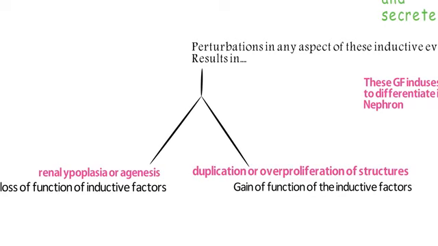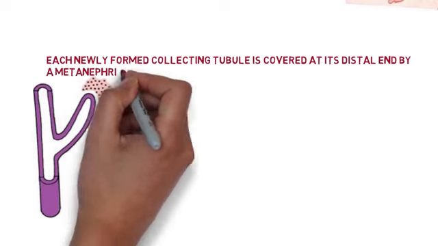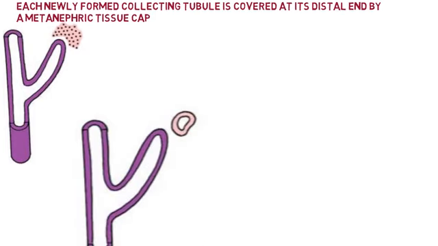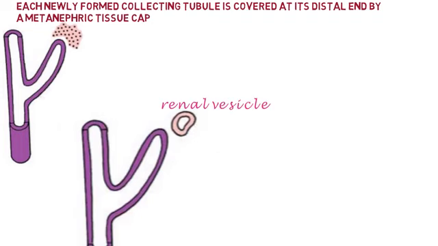Okay, let's elaborate the genesis of nephron step by step. This is actually the last portion of this illustration. So please be attentive and remain with me with your whole attention. In this figure, you can see each newly formed collecting tubule is covered at its distal end by a metanephric tissue cap. This metanephric tissue cap differentiates into a small vesicle. This small vesicle is known as renal vesicle.